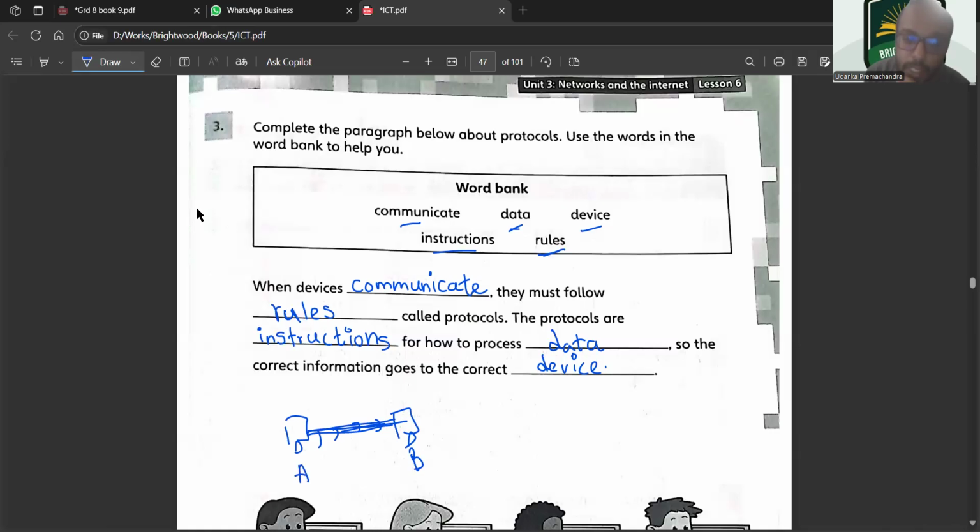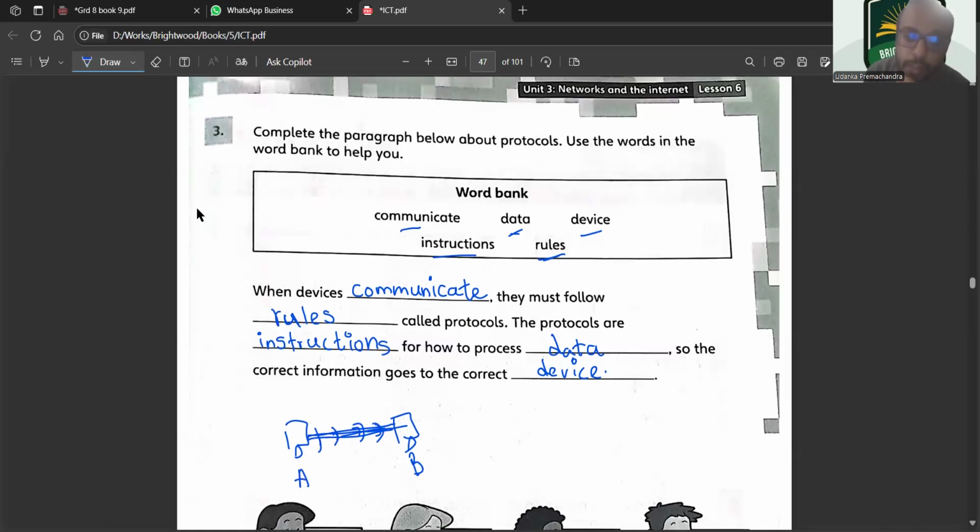From A to B, it is mentioned how to process data from A to B, such that the correct information goes to the correct device. So when devices communicate, they must follow rules called protocols. Protocols are instructions for how to process data, so the correct information goes to the correct device.